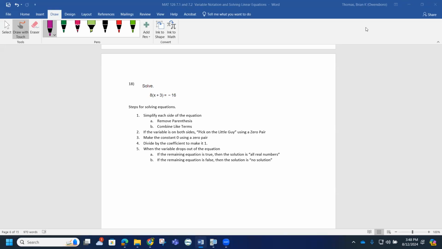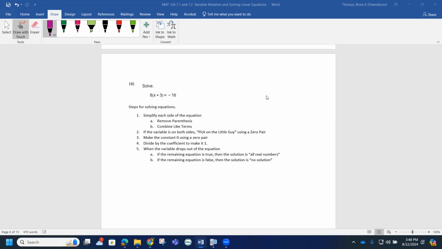Continue with more examples on solving equations. We have this equation, 8 times some quantity x plus 3, and this has to give me negative 16. So this one is a little bit more complicated because now we're dealing with positive and negative numbers. So this is where strategies come into play.